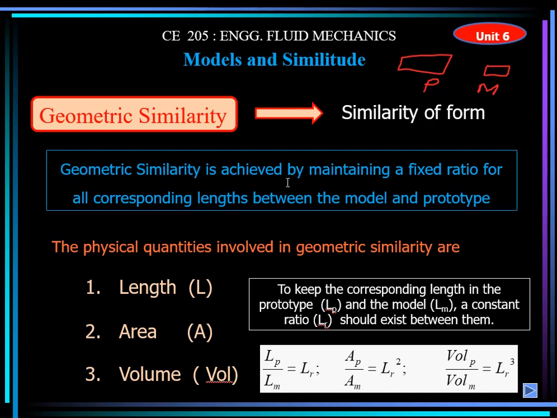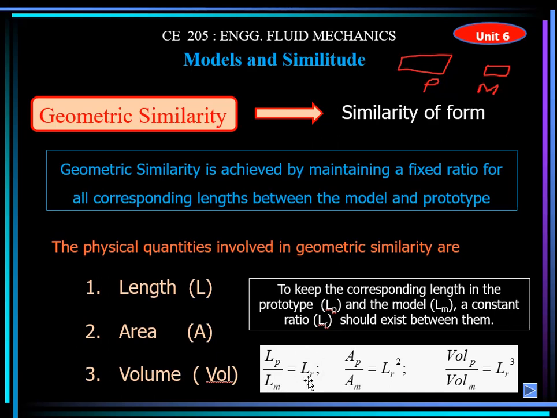So geometric similarity is achieved by maintaining a fixed ratio for all corresponding lengths between the model and prototype. The ratio of the length, the width and the height should be the same. So we can say that length is denoted by L, the area A can be expressed as L square, and volume can be expressed as L cube. So the ratio of the prototype to model should be constant.